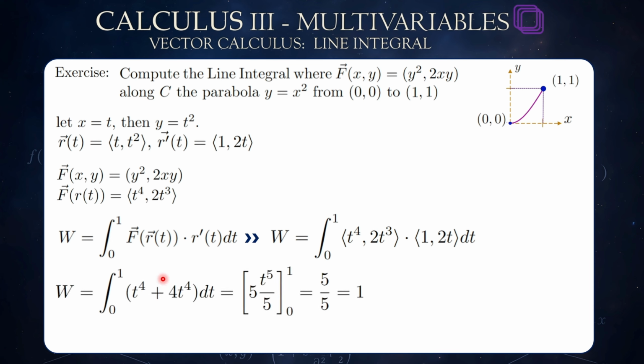W is equal to the integral from 0 to 1 of t to the 4 plus 4t to the power of 4 dt, which is equal to 5t to the 5 over 5, equal to 5 over 5, equal 1. The work done by the vector field over this curve is equal to 1.